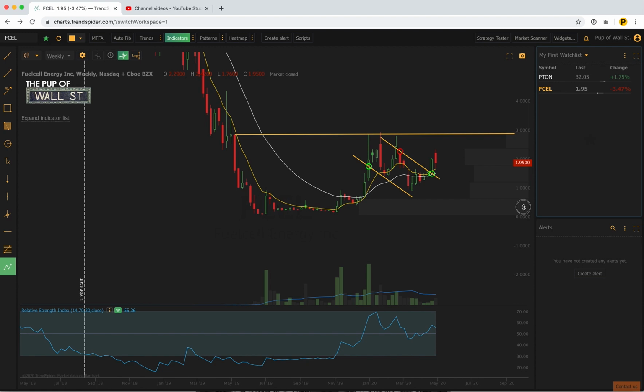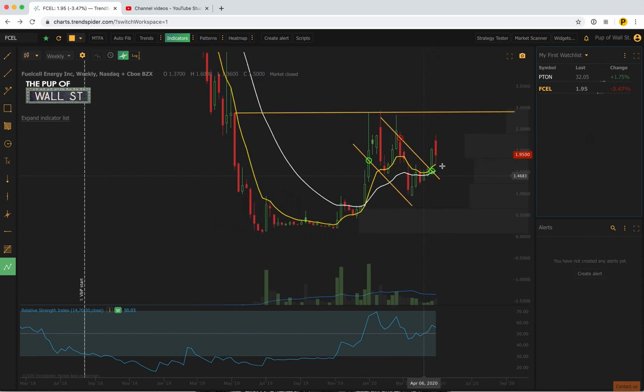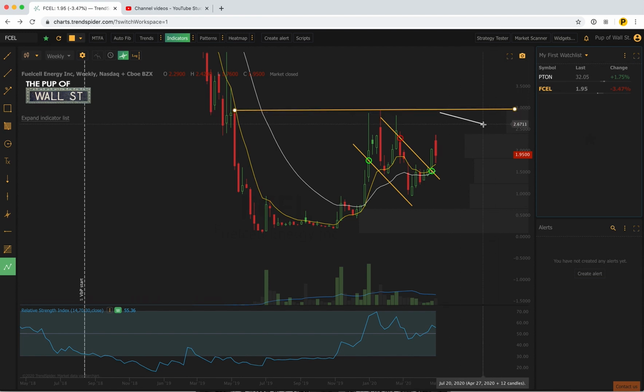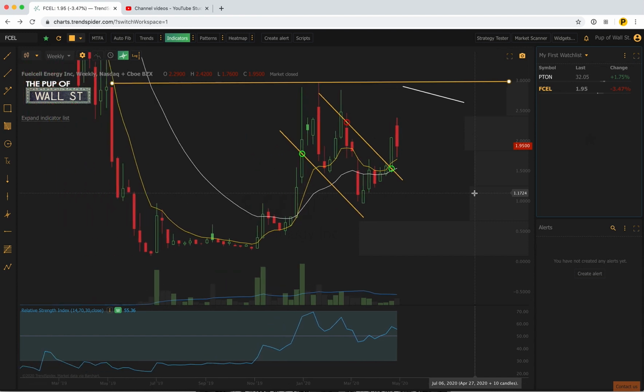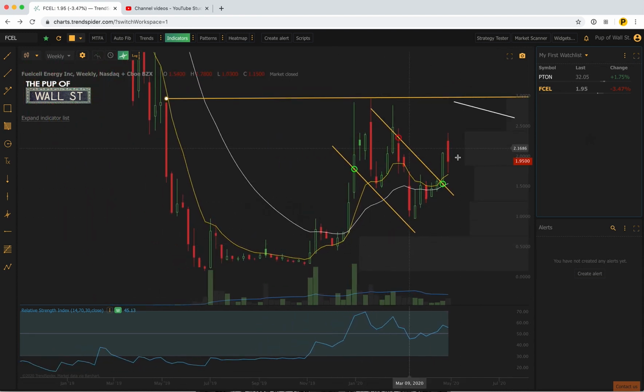Now there are two things you could do with a cup and handle in terms of an entry point. You can buy the breakout of the handle, which we have here, which was at 150, give or take, right? 153. Or we can buy the break of the rim, which is here. Just under $3. Let's move this up a little bit. You'll notice with trading, round numbers mean something. $1, $3, $5, $10. Round numbers are important. They are psychological resistance levels.